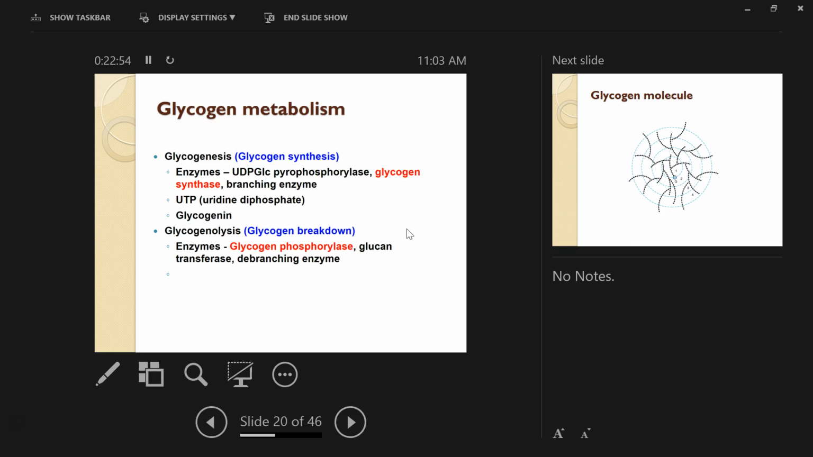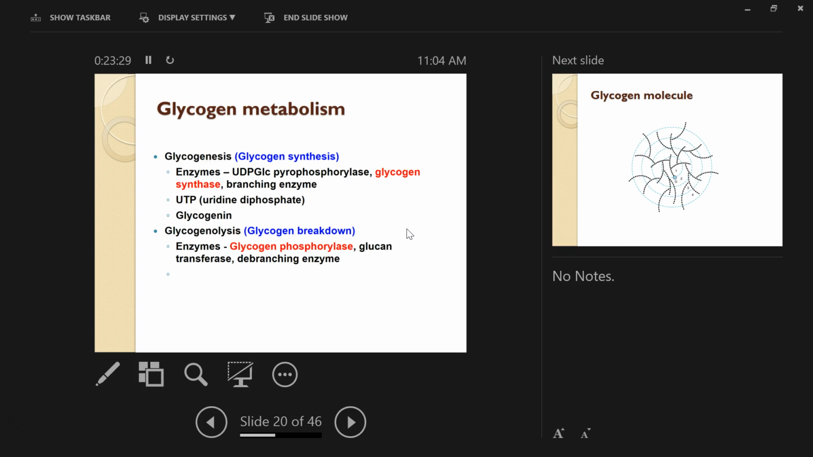Okay, so there are two metabolic pathways in terms of glycogen. One is called glycogenesis, or easily we just say glycogen synthesis, right? And the other pathway is glycogenolysis, or just the glycogen breakdown pathway, right? Synthesis and breakdown, easier to remember. And each pathway involves a different set of enzymes.